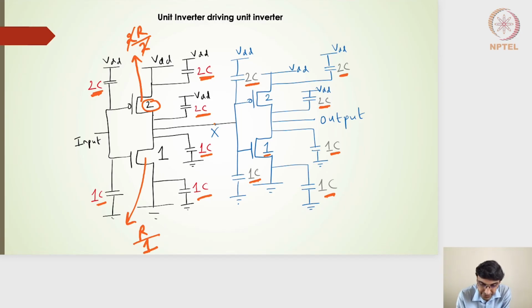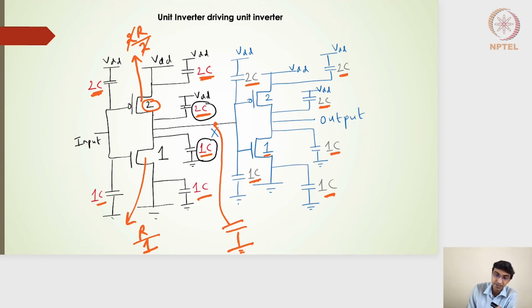So the overall capacitance that I can see on the X node will be this particular capacitance in parallel with this particular capacitance. Of course, in the AC analysis or the transient analysis, this VDD we will consider to be grounded. So this will be 1C plus 2C coming from the next stage inverter, and then 1C coming from the next stage NMOS gate capacitance. So I will have 2C plus 1C plus 2C plus 1C, equivalent to 6C capacitance seen at the node X.